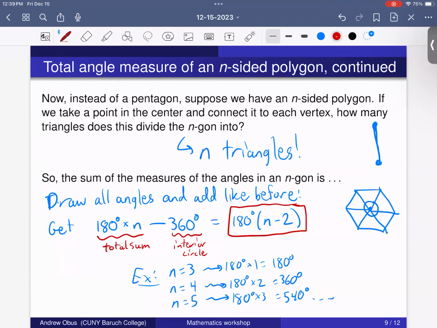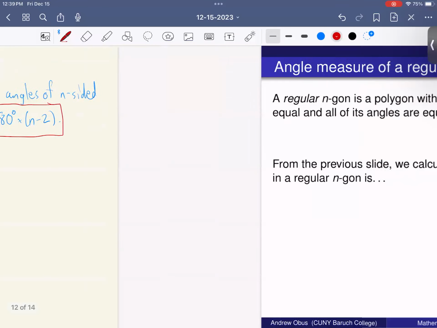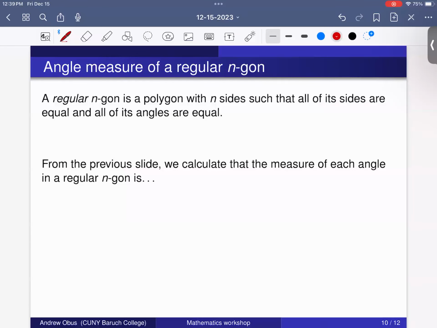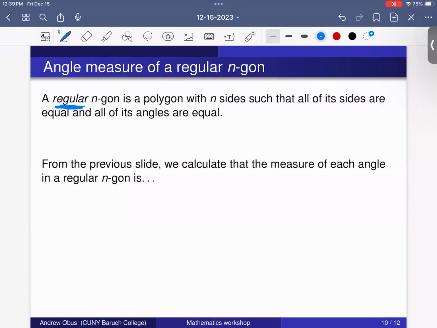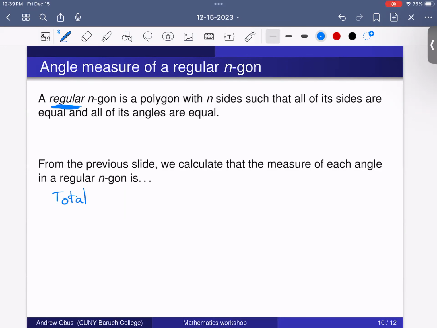So in the chat, there's the question of what's the formula for each interior angle? That's what we're going to do for the last slide here. A regular n-gon is a polygon with n sides such that all of the sides are equal and all of the angles are equal. So from the previous slide, what do we have? We have the total angle measure of a regular n-gon is equal to 180 degrees times n minus 2.